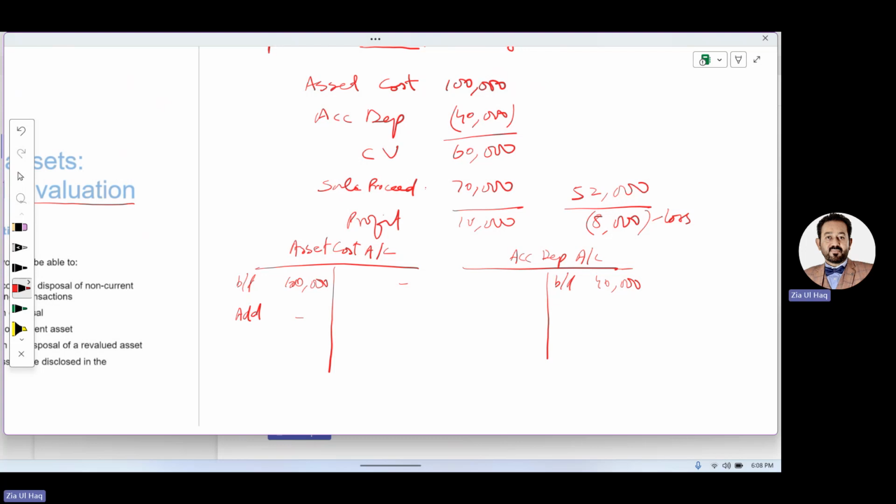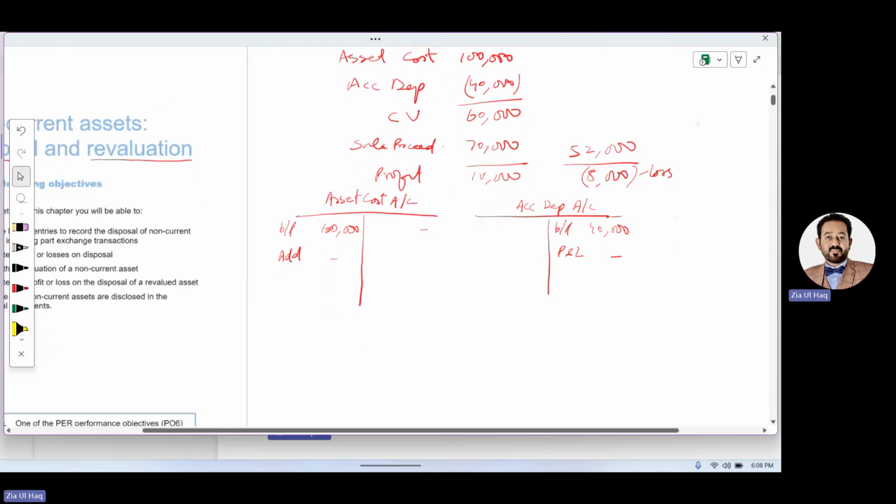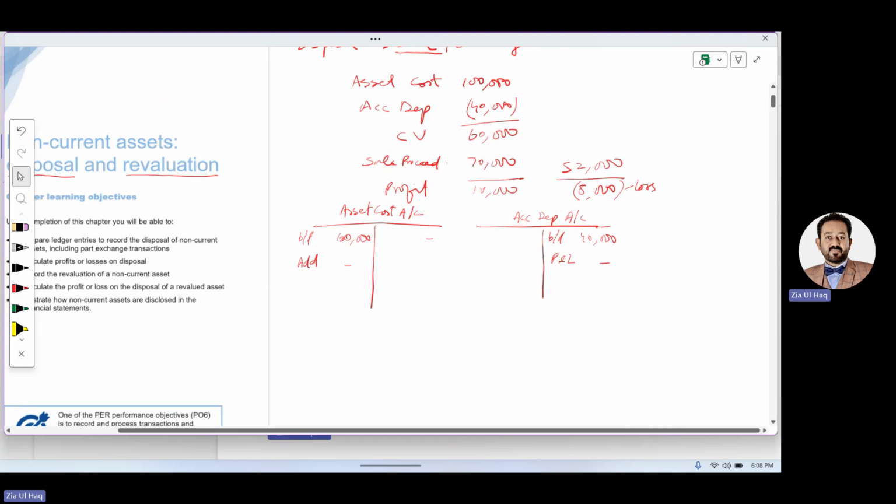In the accumulated depreciation account, we charge current year depreciation to the profit and loss account. What is depreciation, expense or income? Expense. In profit and loss account, expenses are debit and income are credit. This means profit and loss account is debited, and against it, accumulated depreciation will be credited. Is that fine? So when we are disposing of any asset, we need to open an account called the disposal account.